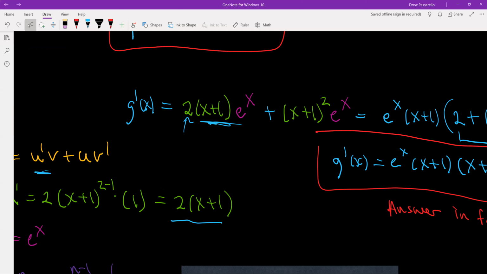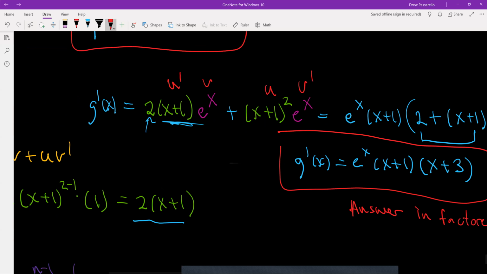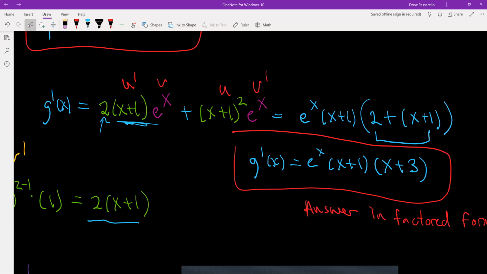Again, so this was u prime, this was v, this was u, and this was v prime. And then I factored out the common thing that they had, which was x plus 1 and then e to the x. I just listed the e to the x first. And once I factor that out from the first term, it just gives me 2. And factoring it out from the second term, x plus 1.